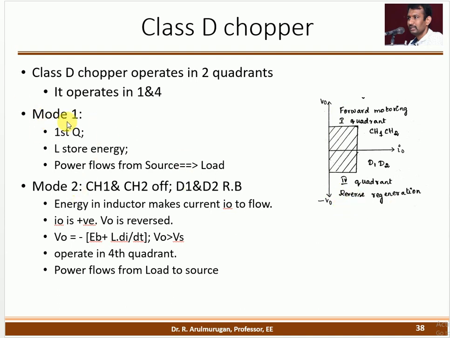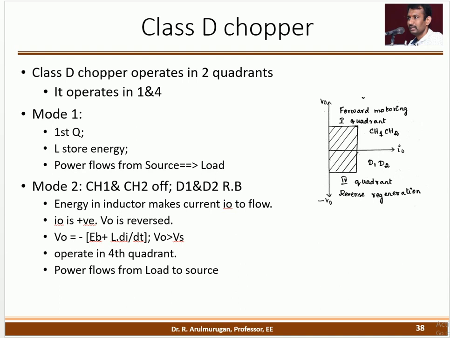Okay, mode 1 condition. Here, as usual, mode 1 and mode 2. As usual, mode 1 is rectification and mode 2 is inversion or braking. Mode 1 is the first quadrant. It is a buck converter, so the inductance stores energy, and energy is transferred from the source to the load. During mode 2 conditions, the switches are off and the diodes are present.